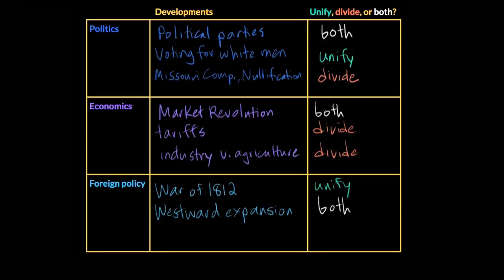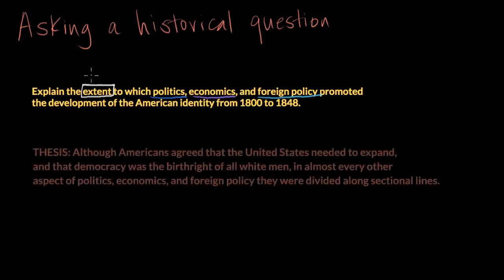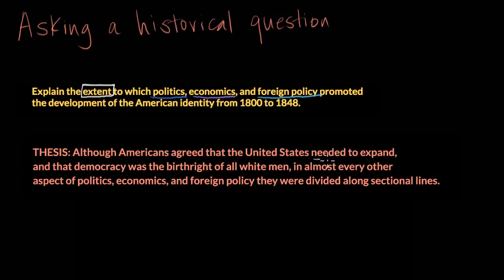So, based on the evidence we've gathered here, let's see if we can formulate a thesis statement to answer this question. The prompt is asking us to evaluate the extent to which developments in politics, economics, and foreign policy promoted the development of an American identity. So I think that we want to approach this not as an either-or, yes-no question, but rather a question of degree. I would say that the overall evidence here points to a divided regional identity with a few points of unity. Americans agreed that the United States needed to expand, and that democracy was the birthright of all white men. But in almost every other aspect of politics, economics, and foreign policy, they were divided along sectional lines.